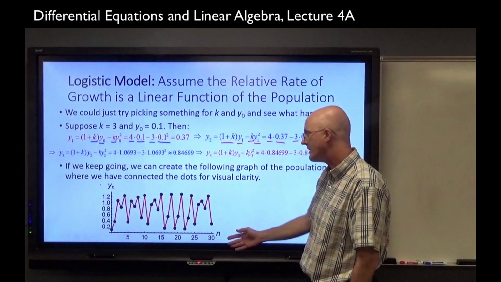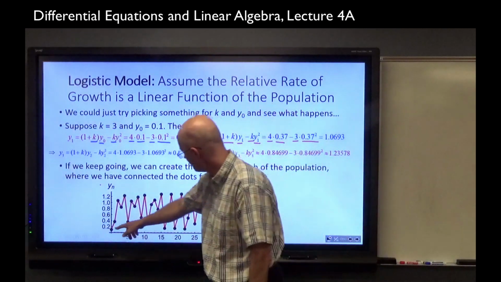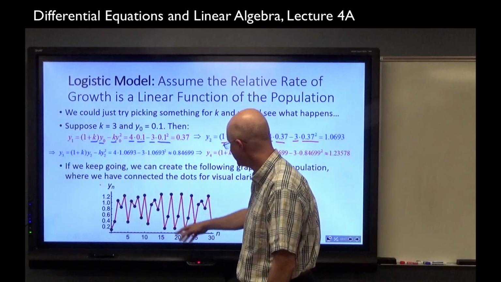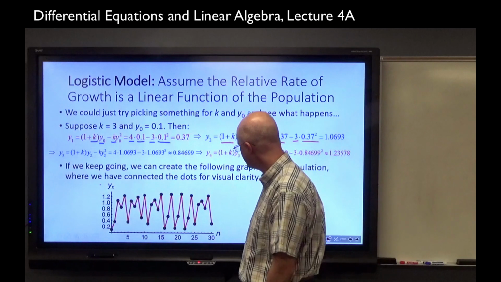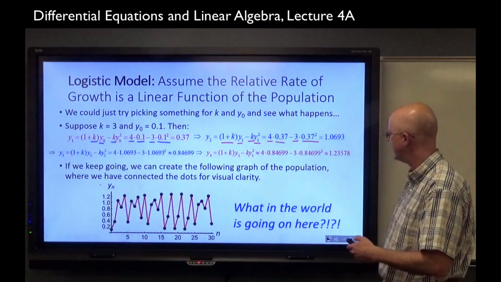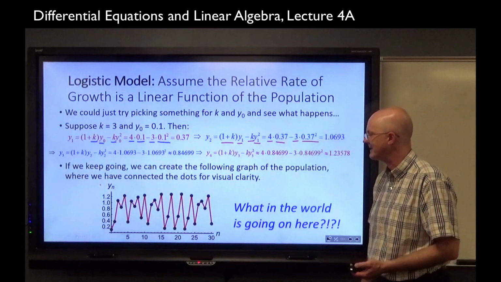If it's below 1, it doesn't necessarily go above 1 the next time period. For example, right at the start it doesn't. When it's in these spots down here, the next time period it doesn't go above 1. So it's pretty seemingly random and confusing behavior. What in the world is going on here? This is an example of chaotic behavior.